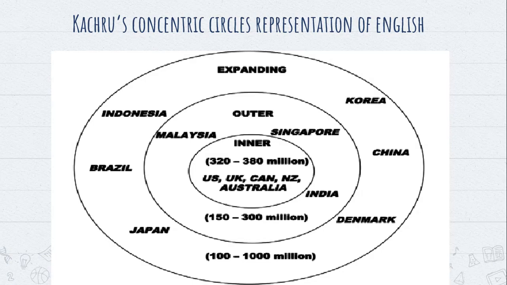Here is Kachru's concentric circles representation of English. Let's see the inner circle: countries like the US, UK, Canada, New Zealand, and Australia. The users of English there number about 320 to 380 million. In the outer circle, countries like Singapore, India, and Malaysia, the users of English number about 150 to 300 million. And the expanding circle includes countries like Korea, China, Denmark, Japan, Brazil, and Indonesia, where the users of English number about 100 to 1,000 million.